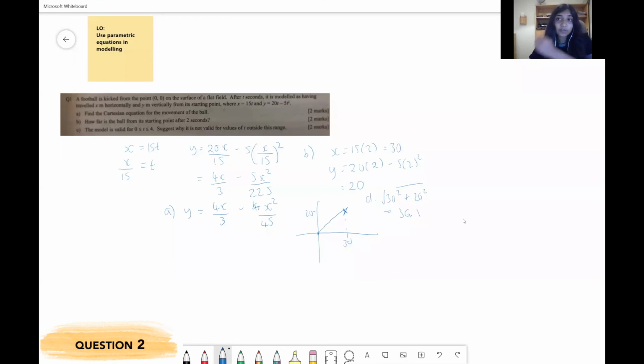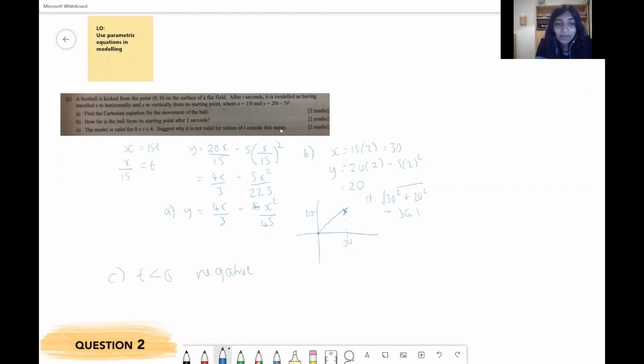So the last bit of the question is saying that the model is valid for t between 0 and 4, and you need to suggest why it's not valid for values of t outside the range. Well, firstly, if t is less than 0, then time would just be a negative number, and that doesn't make sense. So t can't be less than 0, as it will be negative.